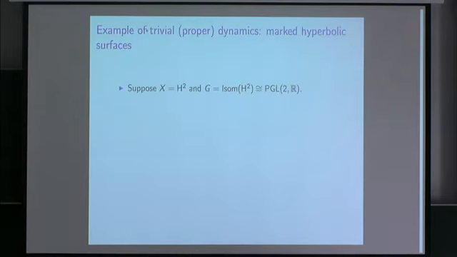Okay. So let me first start with a familiar case where the dynamics is not very interesting, but the moduli space is. This is the case studied by André Weil. X is the hyperbolic plane, and G is its group of isometries. The deformation space is sometimes called the Fricke space, which is isomorphic to the Teichmuller space by the uniformization theorem.